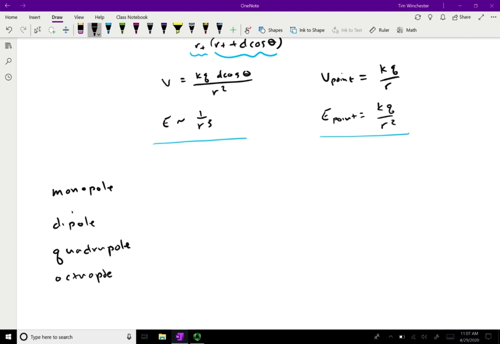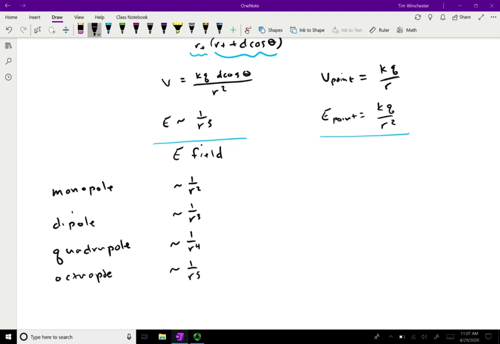All right, so the electric field for these: for a monopole, which is just the charge, we know what the electric field for a point charge is. That's going to go like 1 over r squared. And for a dipole, we just discussed, it's going to go like 1 over r cubed. Then following the pattern, a quadrupole will go like 1 over r to the 4th, and an octupole will go like 1 over r to the 5th.